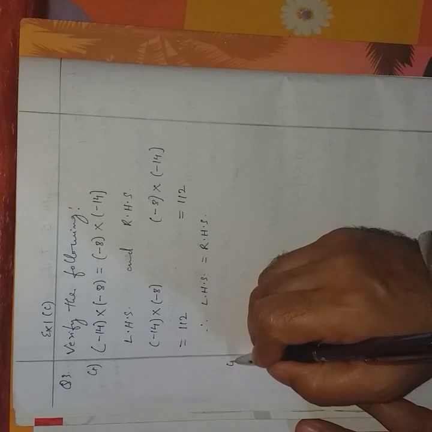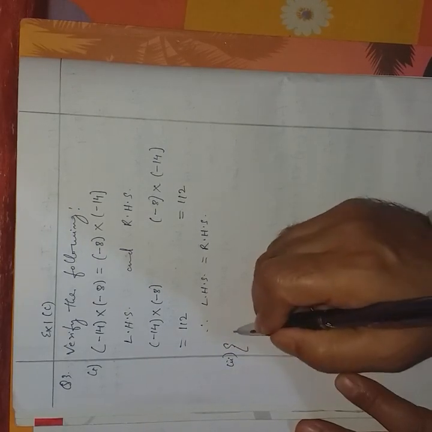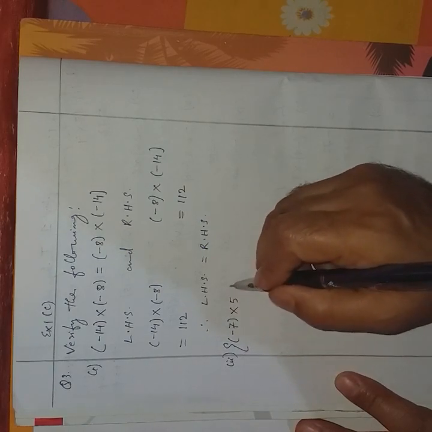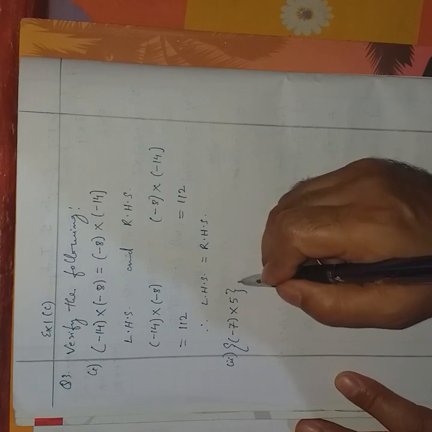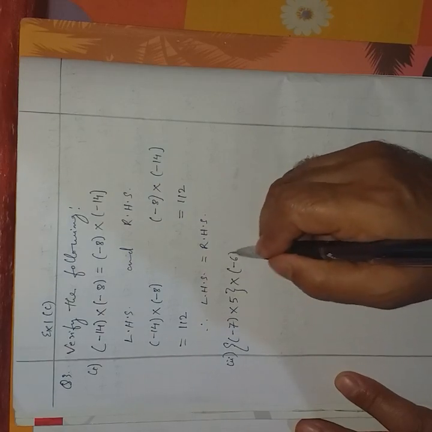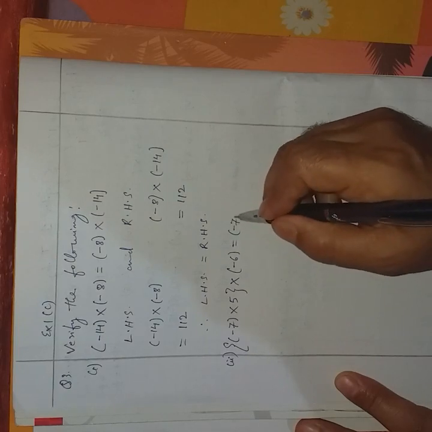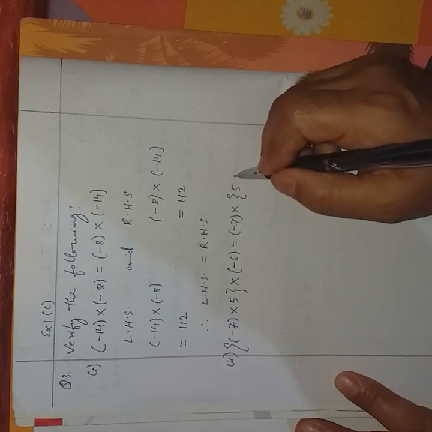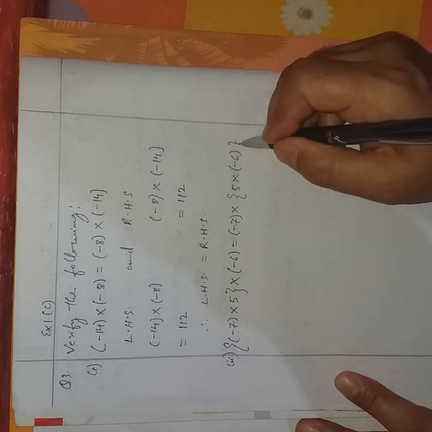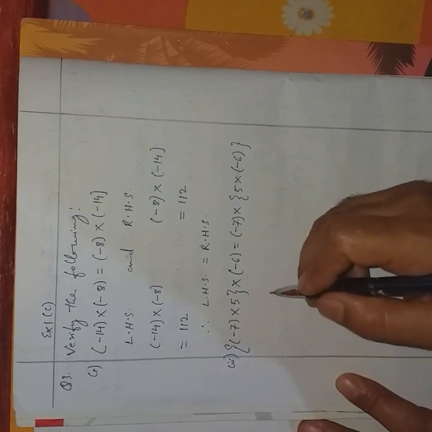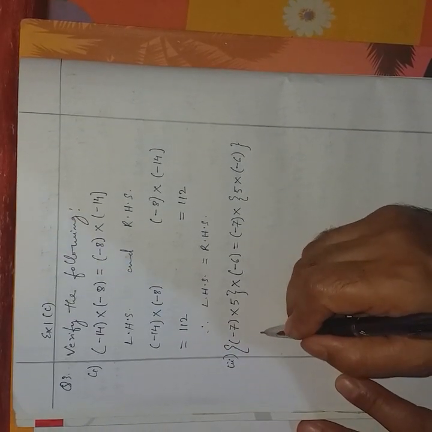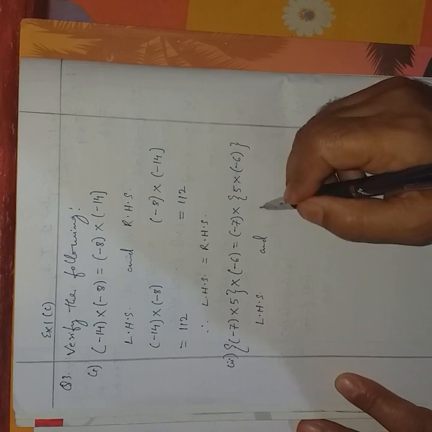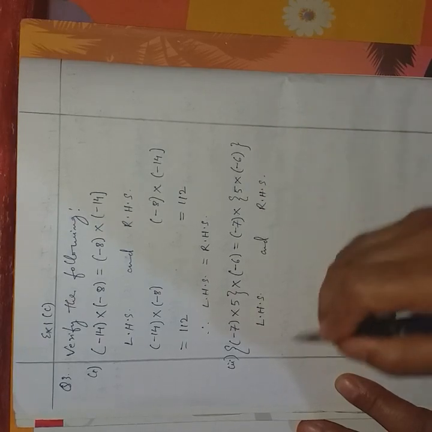Now question number 2 is like this: minus 7 into 5, curly bracket closed, into minus 6 is equal to minus 7, curly bracket opens, 5 into minus 6, curly bracket closed. Now in the same manner as in question number 1, we have to solve both sides, left hand side and right hand side.